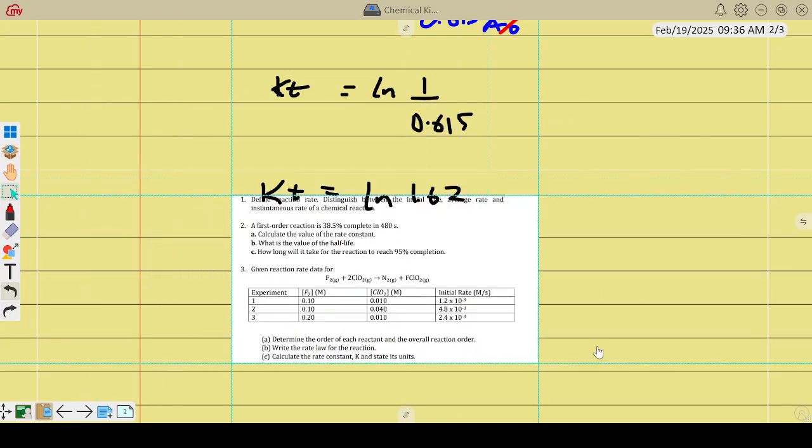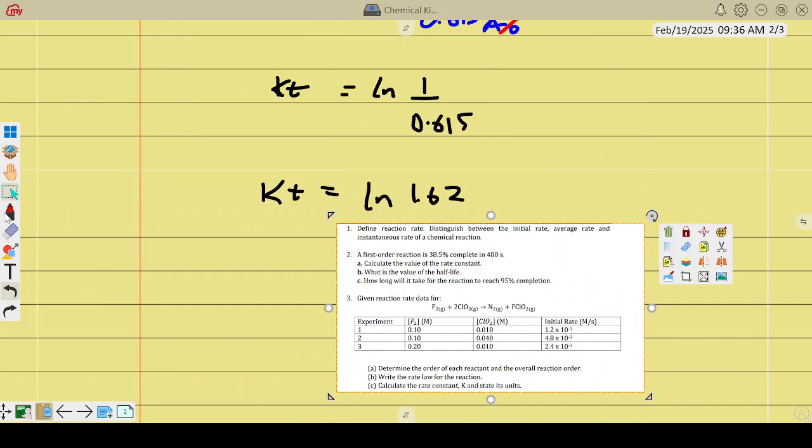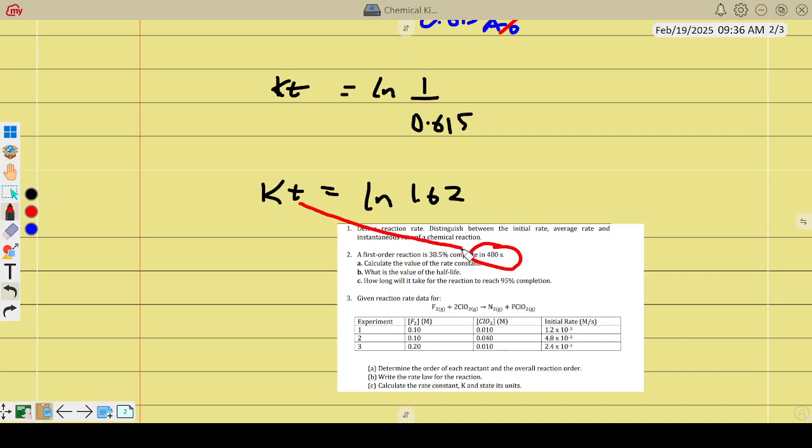Okay, so we thought this guy is useless. Cash, we still need him. So the reaction is complete in 480 seconds. So while there's t, we put 480. So now question go away.